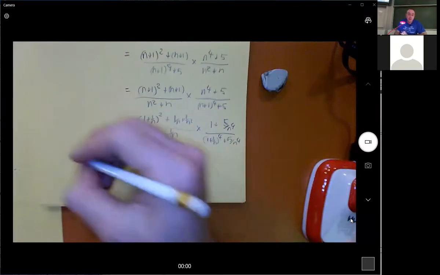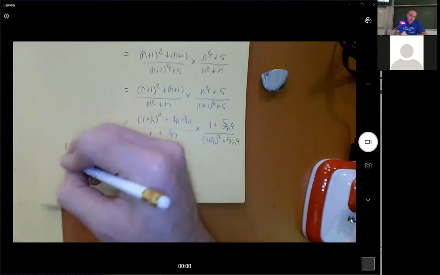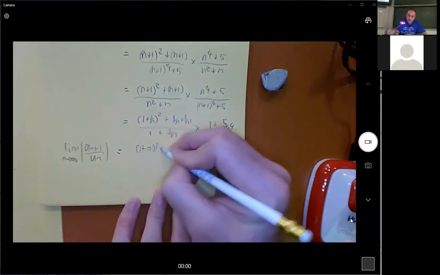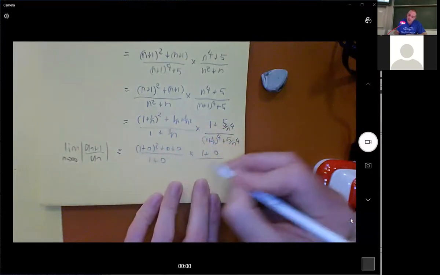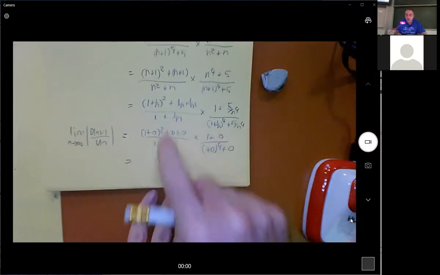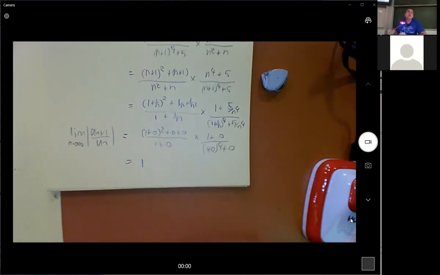And now if I do the limit of that as n goes to infinity, I'll get (1 plus 0) squared plus 0 plus 0 over 1 plus 0, times (1 plus 0) over (1 plus 0) to the 4 plus 0, which is 1 divided by 1 times 1 divided by 1, which is 1. The ratio test tells me nothing.